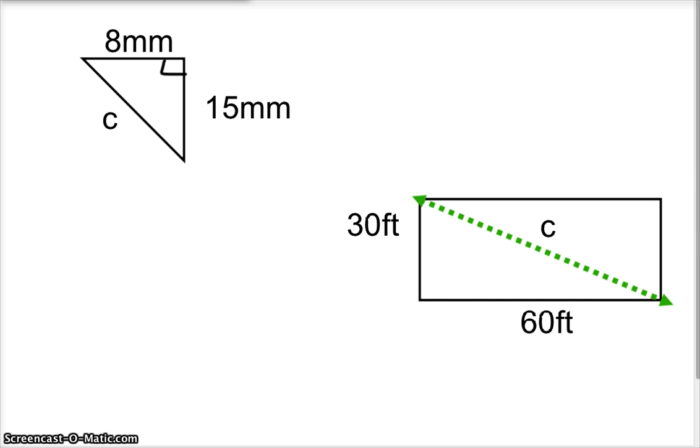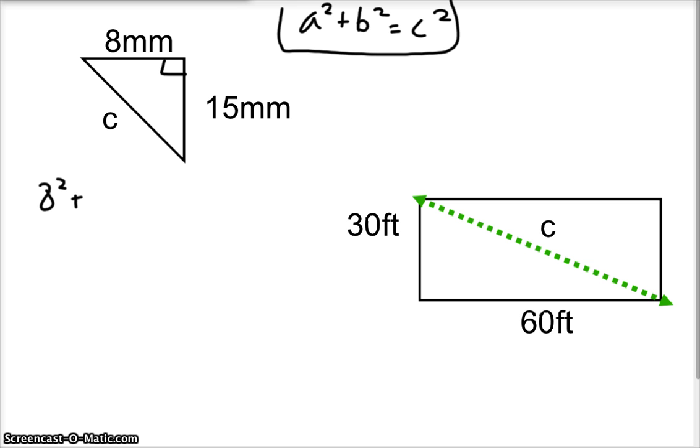So here I just put numbers to this triangle. We have 8 millimeters and then 15 millimeters. And we need to find what is the length of C. So knowing A squared plus B squared equals C squared, I'm going to put that in a little box up here. We're going to plug in information that we know. So we know our two legs. So we know A and B, and we need to find C. So I know 8 squared plus 15 squared needs to equal C squared.